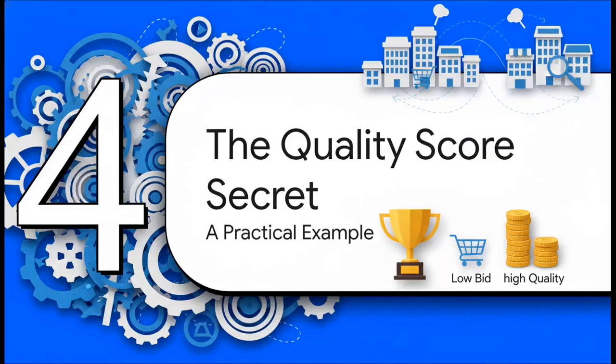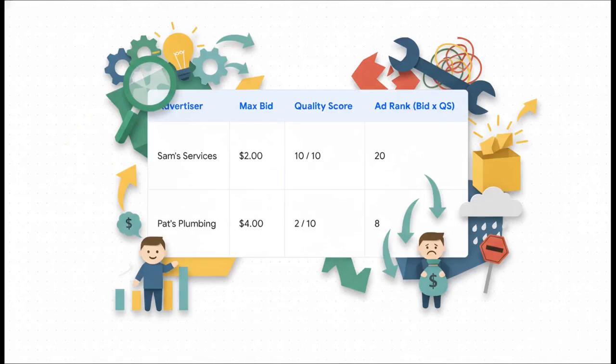All right, so theory is one thing, but let's see how this all shakes out in the real world with a simple example. This is where you can really see the massive power of having a good quality score. Let's meet two business owners, Sam and Pat. They're competing for the exact same customer. Now, Pat is willing to bid a pretty high $4 per click. Sam's only bidding $2. But here's the key. Look at their quality scores. Sam's is a perfect 10 out of 10 because his ads and his website are super relevant. Pat's is, well, it's a 2. So when you do the math, bid times quality score, Sam's ad rank is 20, while Pat's is only 8.